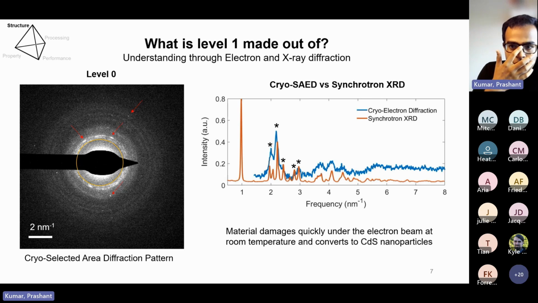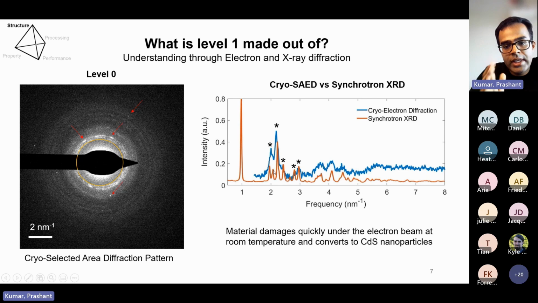And for that, we went to synchrotron XRD. What I'm showing you here on the right-hand side, the orange curve is what you get from the synchrotron XRD, and the blue curve is a radially averaged cryodiffraction pattern that is shown here on the left.